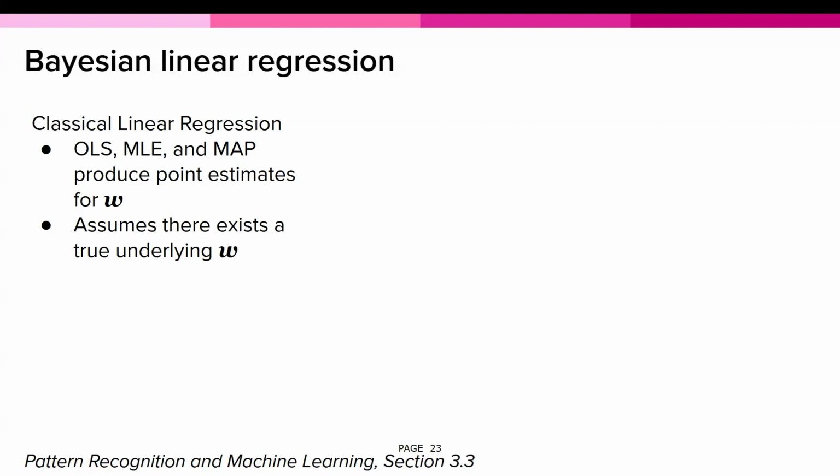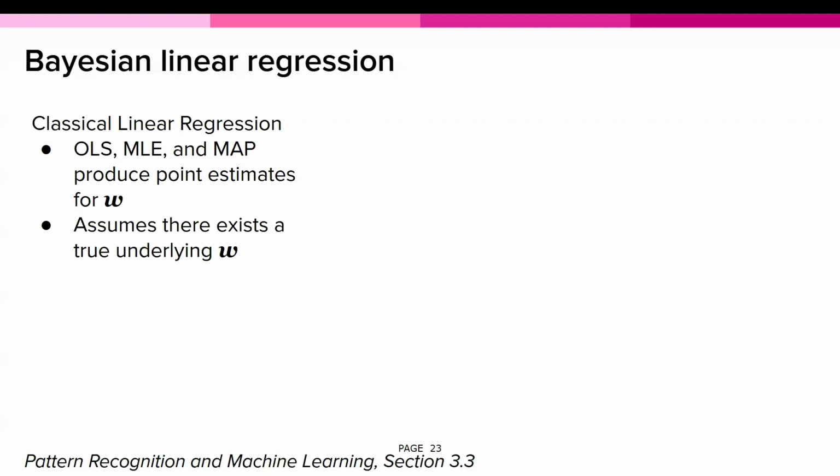So we've effectively assumed that this optimal weight vector captures all the information needed to model the data. But this approach doesn't account for any uncertainty in the weight estimates, and this can lead to overconfident predictions or poor generalization, especially when the data is sparse or noisy.